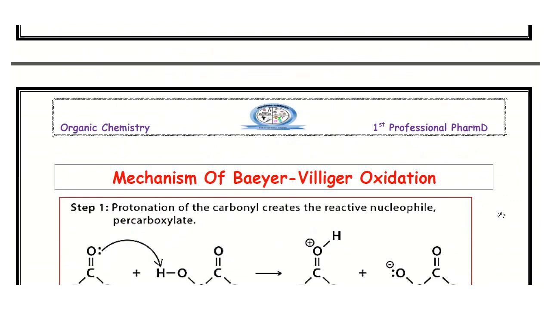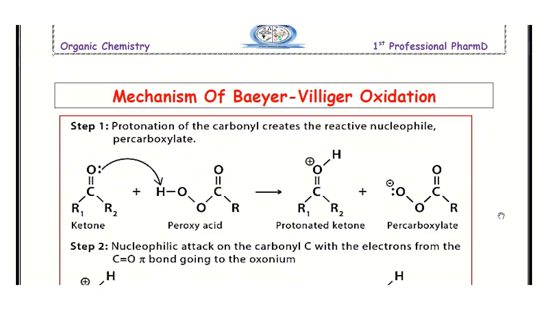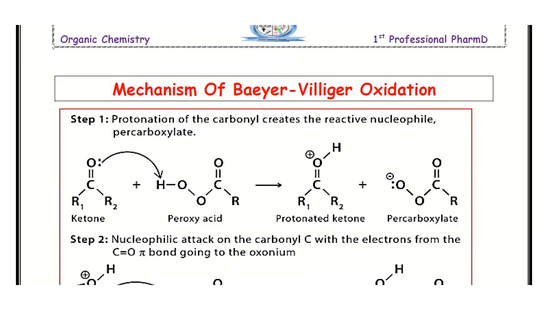Now let's learn the details of the reaction mechanism for the Baeyer-Villiger oxidation reaction: what the different steps are, and how the ketone is converted into the ester. This conversion occurs with the help of an oxidizing agent, the peroxy acids. So now we have to check how this conversion takes place. What are the different steps of Baeyer-Villiger oxidation?